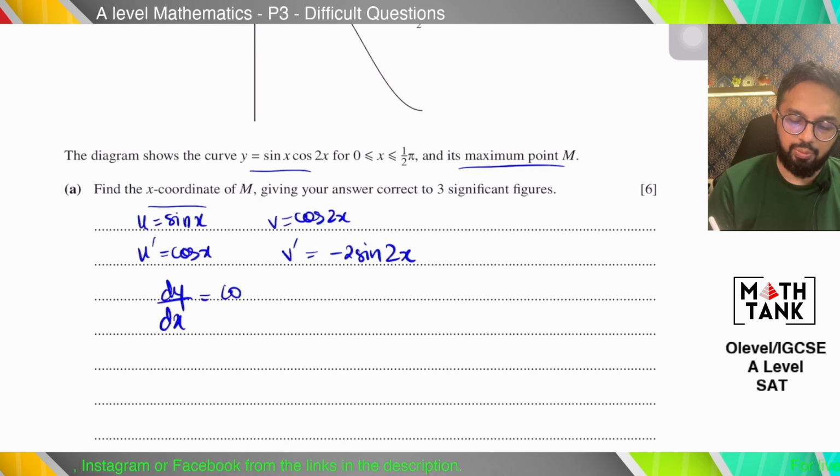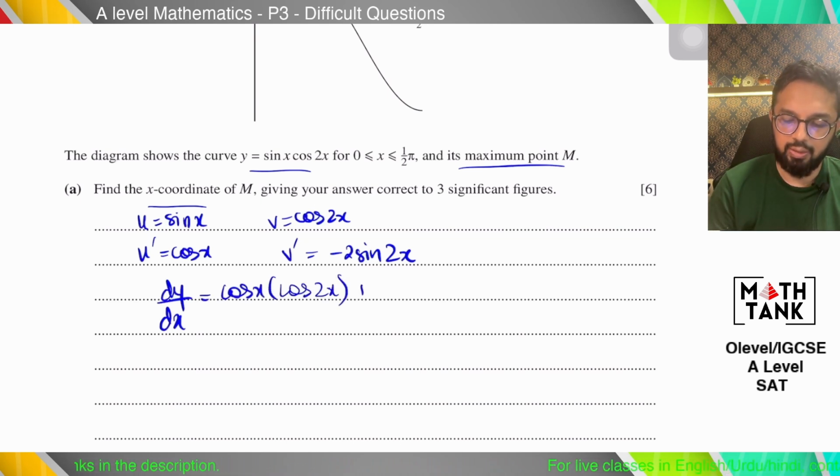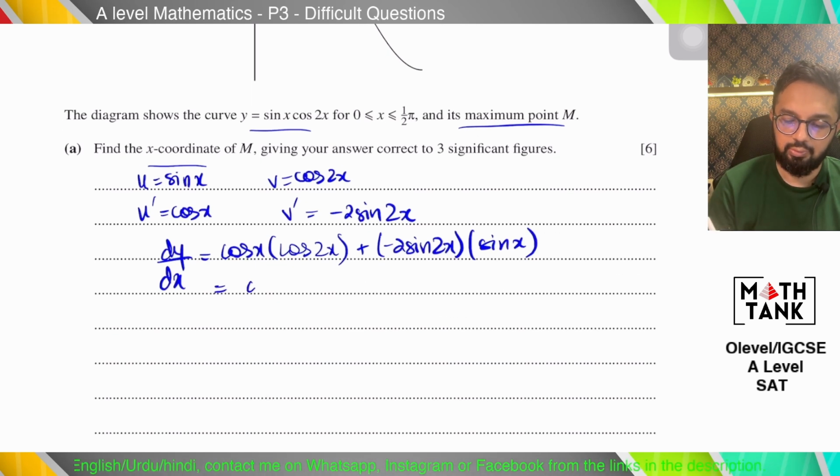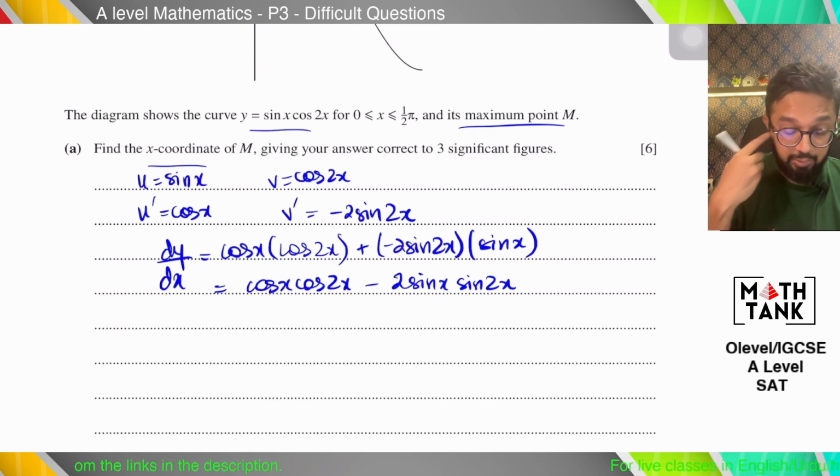u dash v plus v dash u, and then equals to 0.